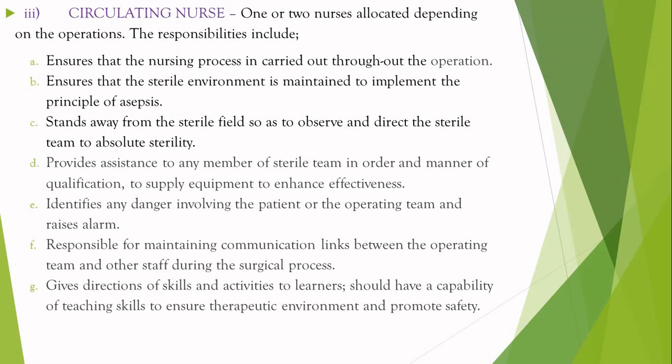So the circulating nurse ensures that the nursing process is carried out throughout the operation, ensures that the sterile environment is maintained to implement the principles of asepsis. So today you have seen that it is the duty of the circulating nurse to ensure that asepsis is observed. Stands away from the sterile field so as to observe and direct the sterile team to absolute sterility. The circulating nurse will be observing sterility, checking to see whether anyone is about to breach sterility.